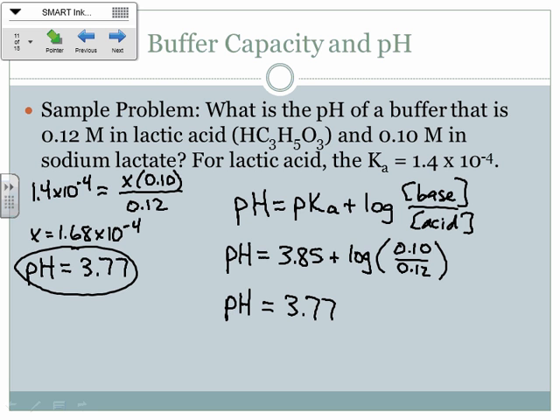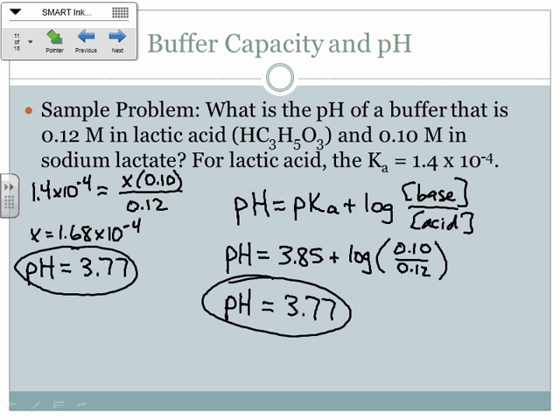Well, wait a second. This was 3.85, and we're adding something to it. Is that okay? Yes, that's okay, as long as this is a negative number, right? And how can you tell just by looking at that that it's going to be a negative number? This is going to be less than 1 right here, the 0.1 over 0.12, so that's going to give you a negative term for that second number, okay? Which means you subtract a little bit from the pH here, so you end up with 3.77. Exact same thing as you got over here.